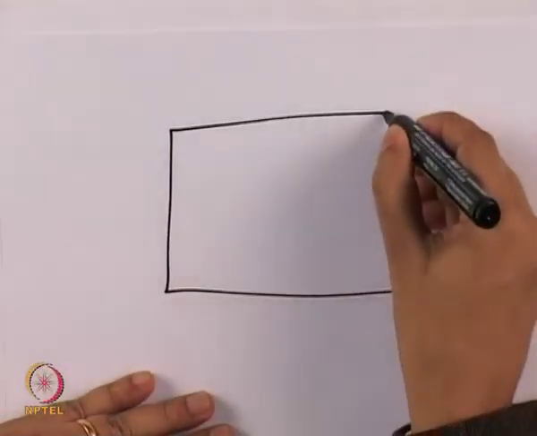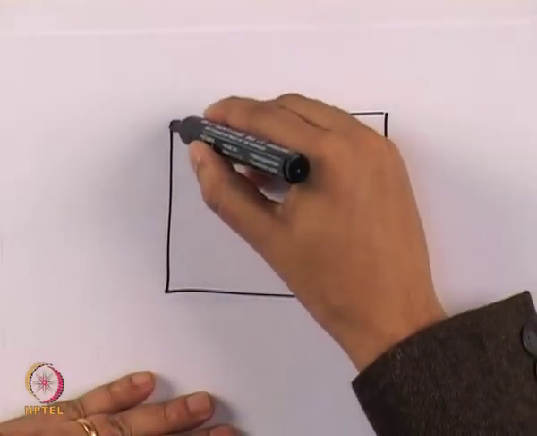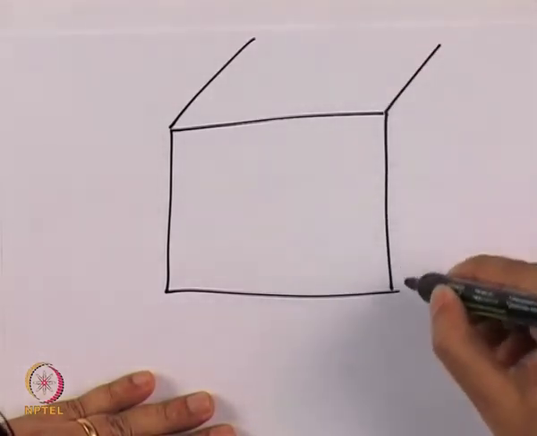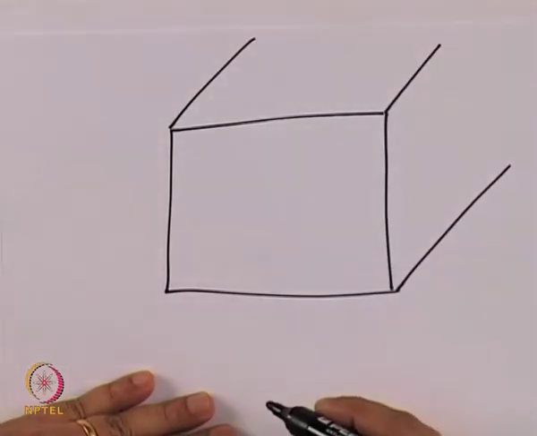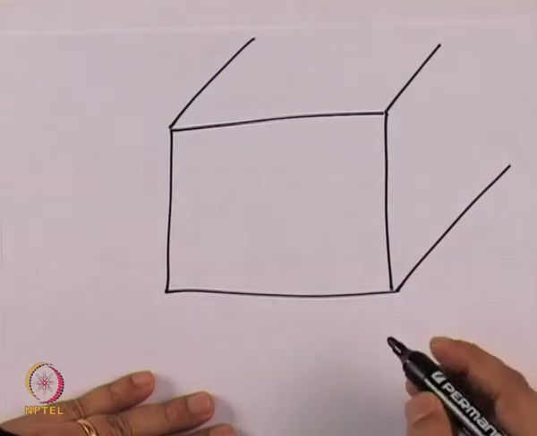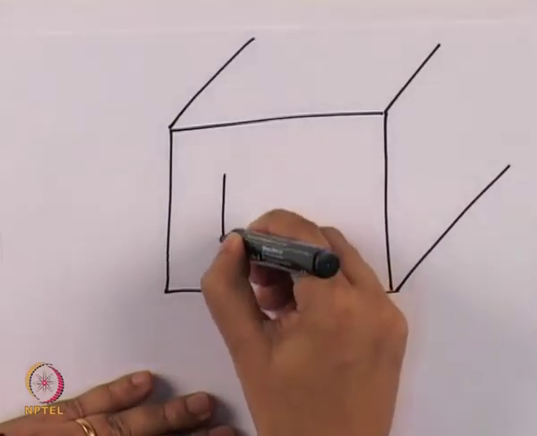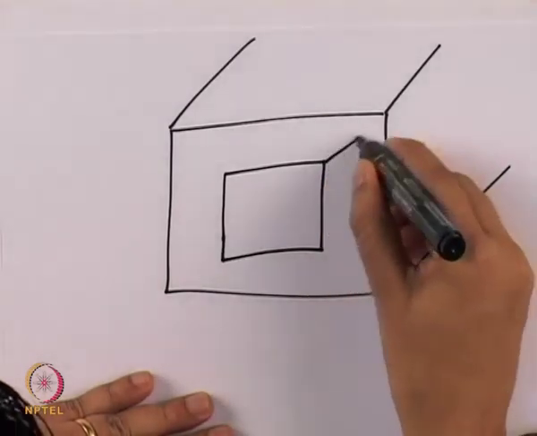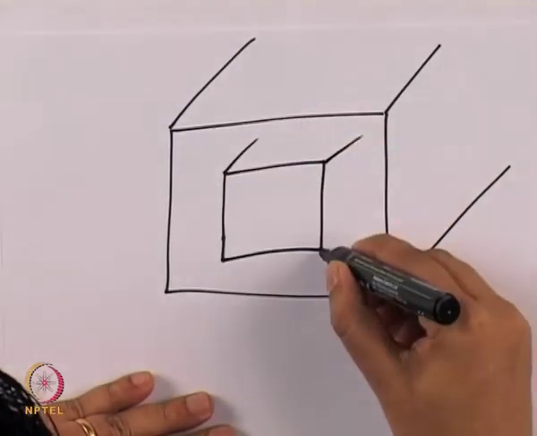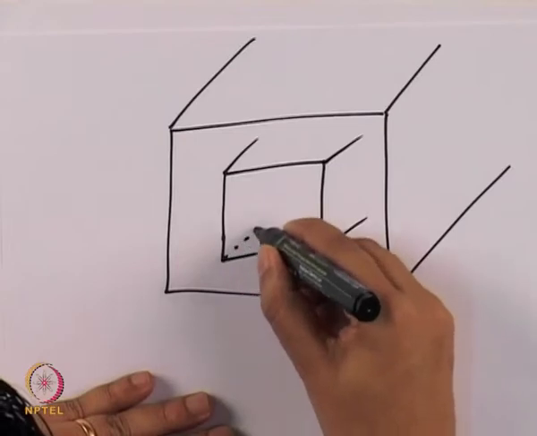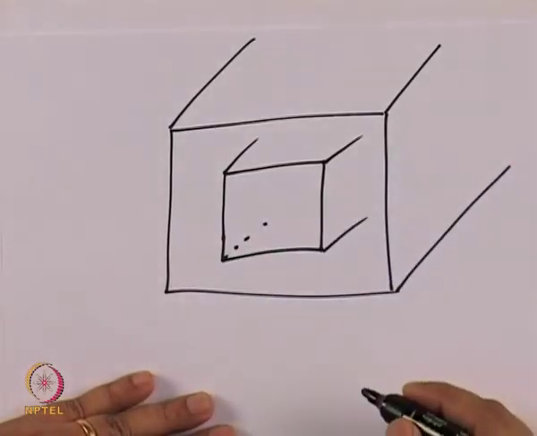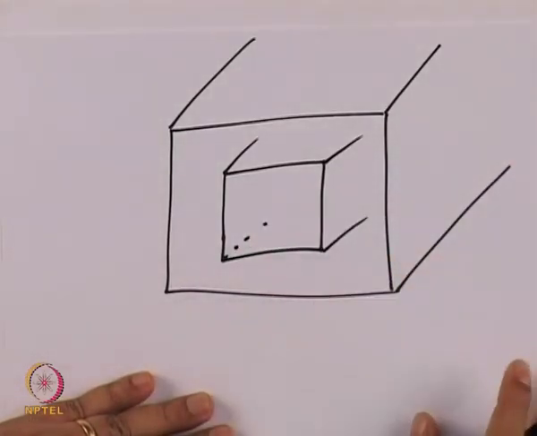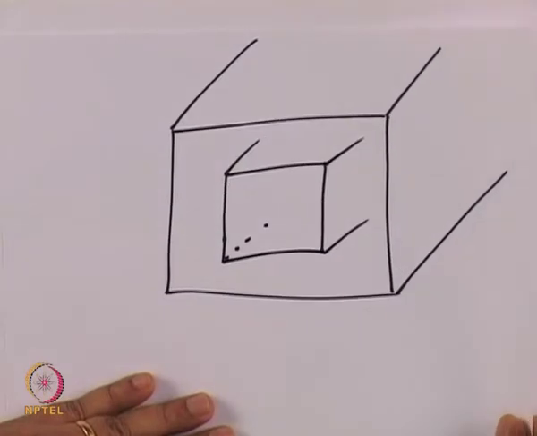So we have a coaxial rectangle, and it's extending infinitely long in one direction, and we have an inner conductor which is also extending infinitely long in one direction. So this problem can be simplified into a two-dimensional problem, and that's what we are going to do.